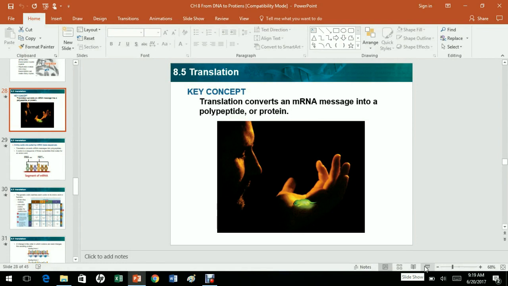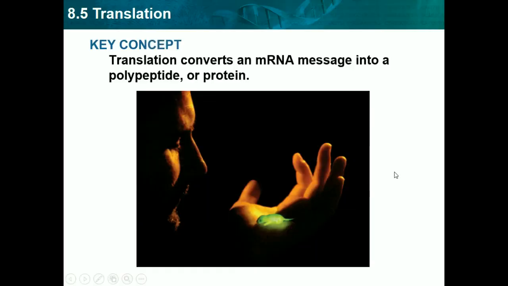Today we're going to be finishing up chapter 8, which is from DNA to proteins. And we're going to start with 8.5, which is translation. So before this, in the previous video, we went from one copy of DNA to two in replication. And then after that, we went from DNA to mRNA, which was transcription. And now we're going from mRNA to proteins or polypeptides in translation.